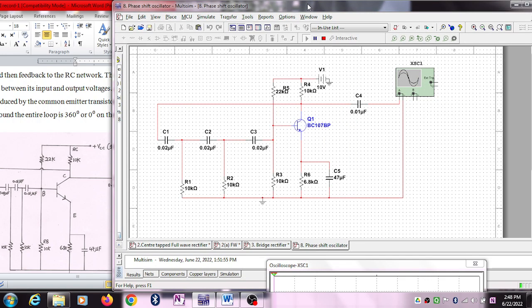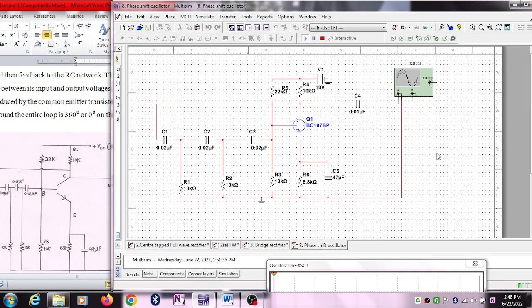Now let us see how to emulate this circuit using this Multisim software, the common emitter configuration. This is the transistor. These are the three capacitors, of the same value. These three resistors are also of the same value. This forms your self bias circuit. This is your bypass resistor and capacitor. Output is taken across this. You connect a CRO here. So now let us simulate this.